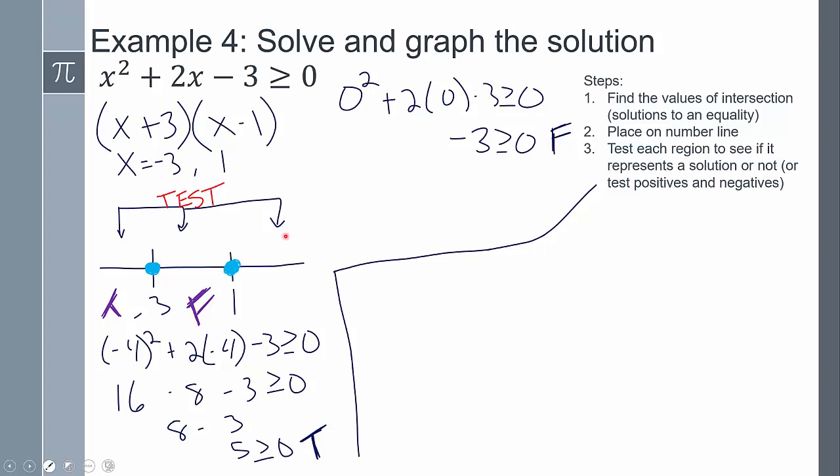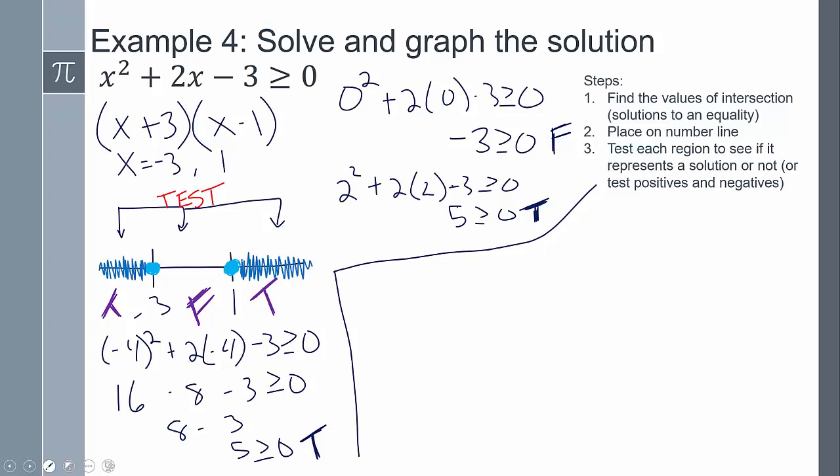And then the last, I could pick a value over here, like 2, 3, 4, 5. I'm going to pick 2. And so 4 plus 4 is 8, minus 3 is 5. 5 is greater than or equal to 0. That's true. And so that region's true. We shade the regions that are true. And so that's going to be my answer here.